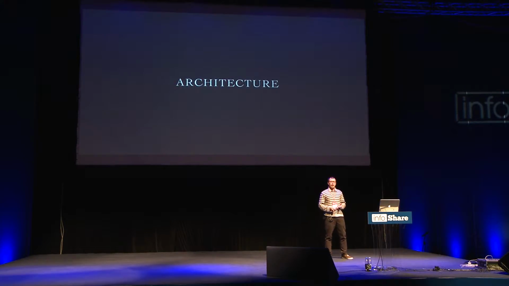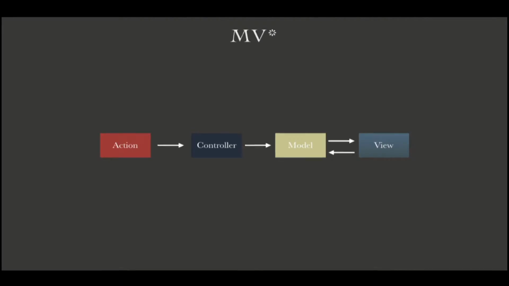OK, now let's move to the architecture. So we all know the MVC architecture, call it MVC, MVVM, MVP, whatever. We have some action, we have some controller, and the most important, model and view bound in two-way. And this works really well.